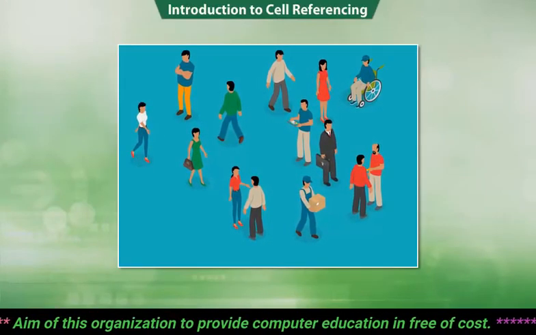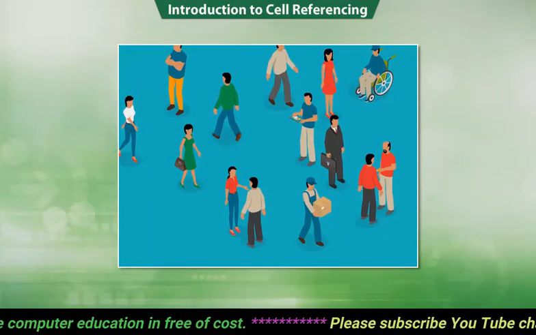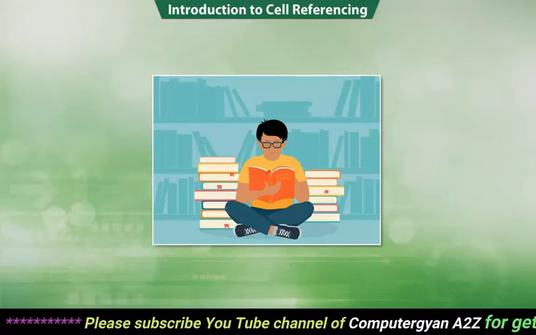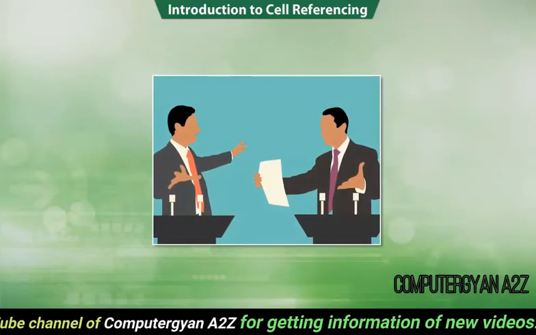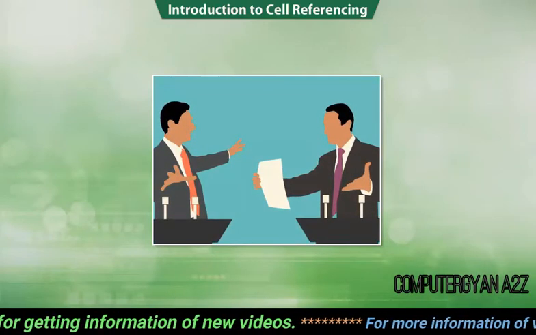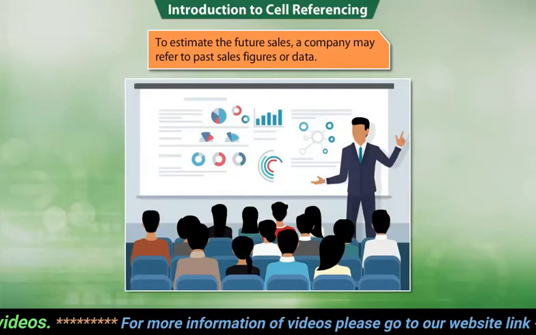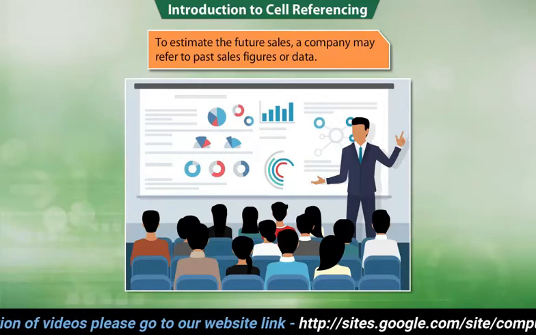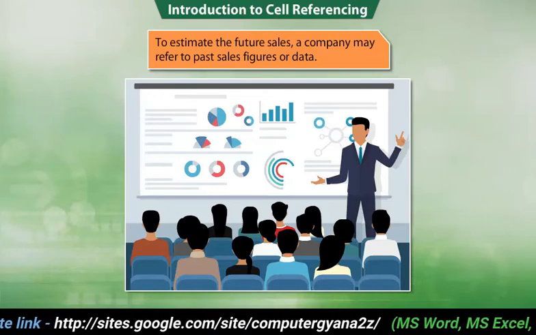People tend to refer to various things around them while performing different tasks. For example, while preparing for exams, you refer to textbooks and notes. If you want to participate in a debate, you will refer to some facts and relevant data. Similarly, to estimate the future sales, a company may refer to the past sales figures or data. The past sales data helps to get an idea about the future sales data.